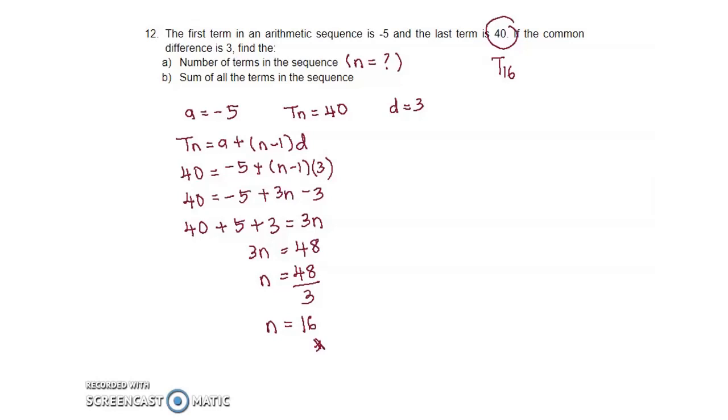Okay, question B. Sum of all the terms in the sequence. So use the formula for the sum of an arithmetic sequence. Sn equal to n over 2 times (2a plus (n minus 1) d). So we want to find the sum of all, and all numbers we have 16. So we want to find S16. So in this case, n equal to 16.